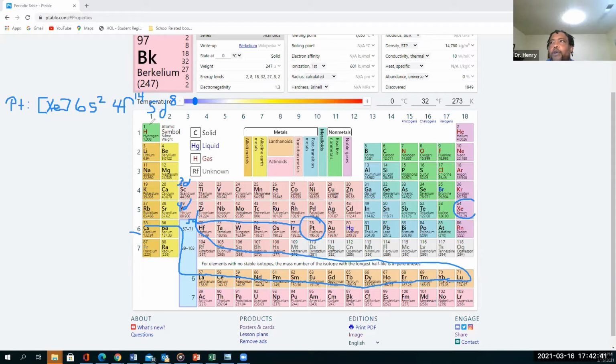So where is Lawrencium located? 103, or Lr. So you said 103. Okay, so we're going to do Lr. So what would be the core noble gas? Radon. Okay, so Rn.